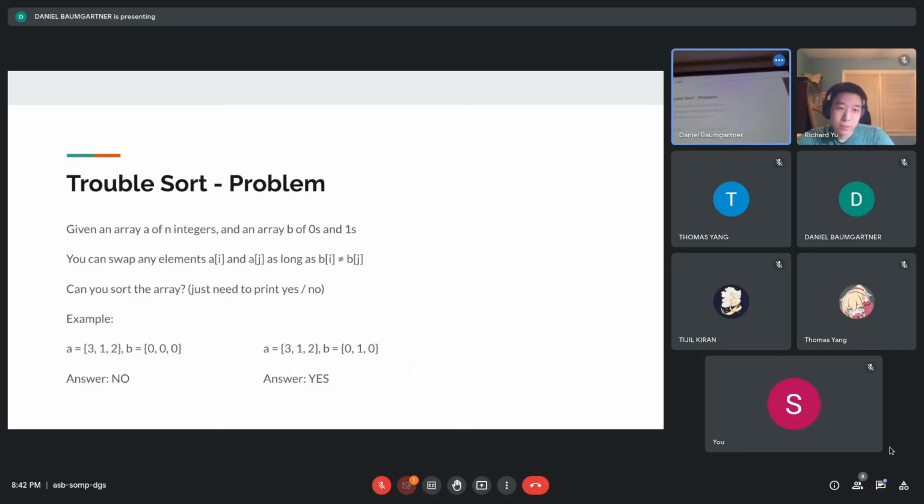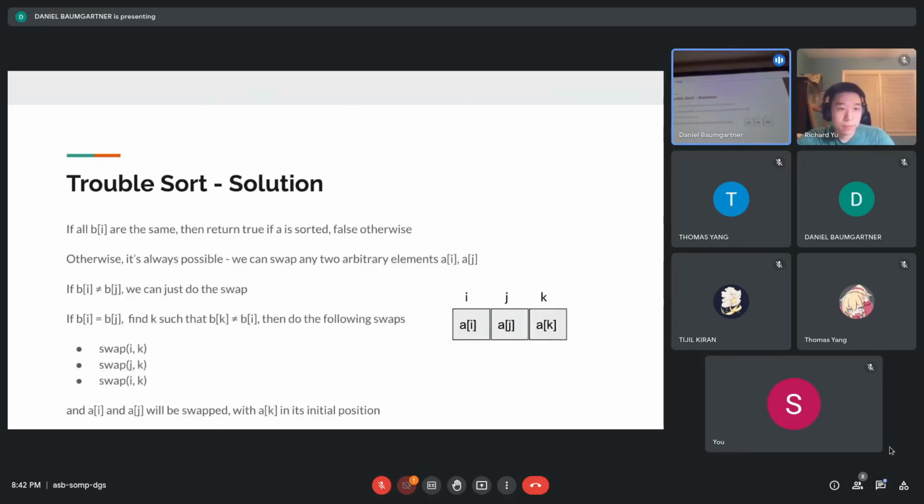So I'm gonna move on to the solution. All right. So we have the first case, an edge case, and that is basically if B is the one value throughout, it means that we can't do any swaps, right? So we can immediately check if we're stuck, if A is sorted already. That is the first case.